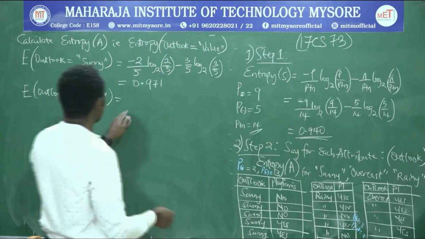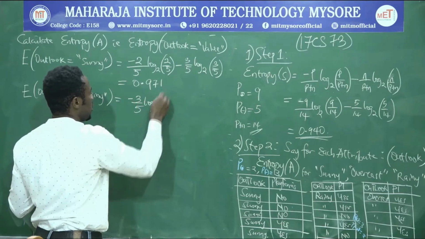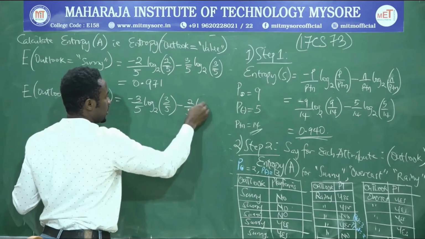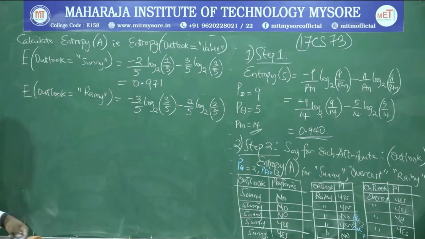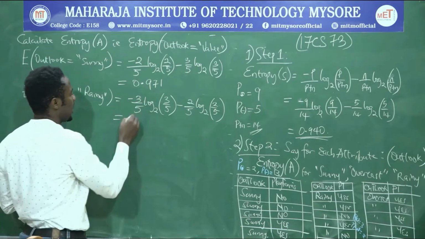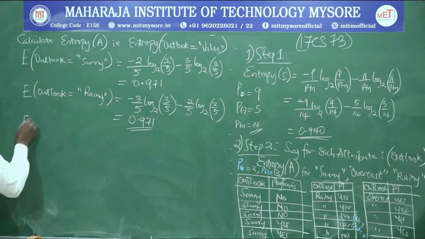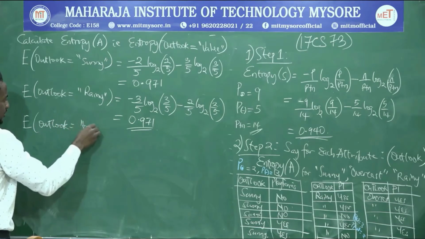Now, same thing here. We see minus 3 upon 5 log base 2 of 3 upon 5, minus 2 upon 5 log base 2 of 2 upon 5. Don't you think this will be the same answer? I mean, if you compute this, don't you think it will be the same? Are you with me, guys? You check. It's going to be the same. So we have 0.971. Now, the last one, for this subset, is outlook of what? Overcast.